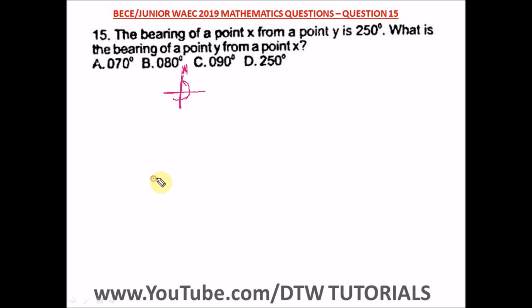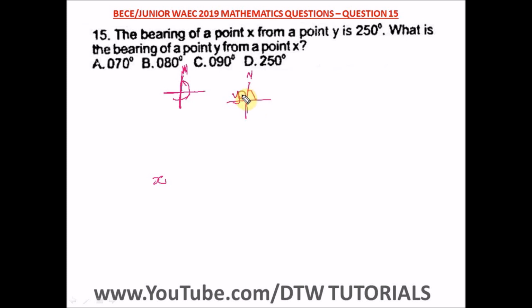So let's say X is somewhere here, so Y is somewhere here. So the bearing of X from Y, so Y has this cardinal point, is 250 degrees. So we're going to start from our true north and go clockwise. We complete here, this is 90.